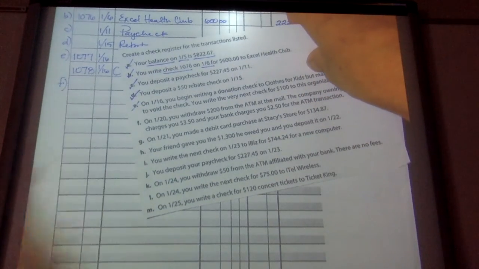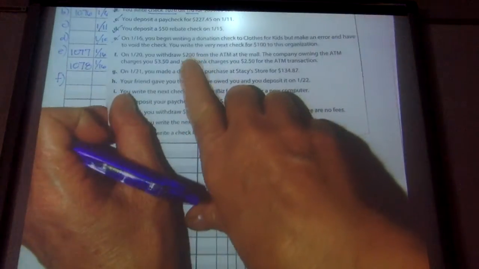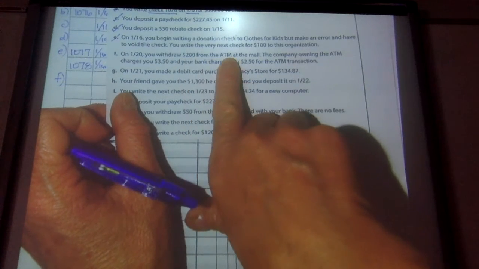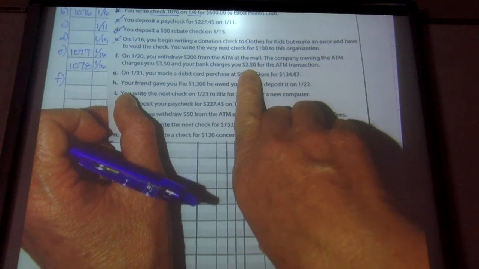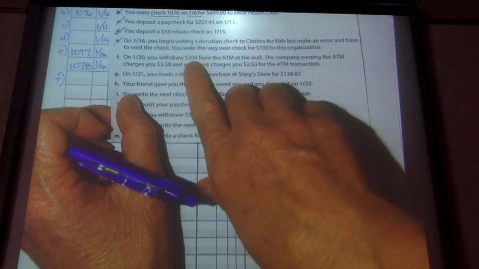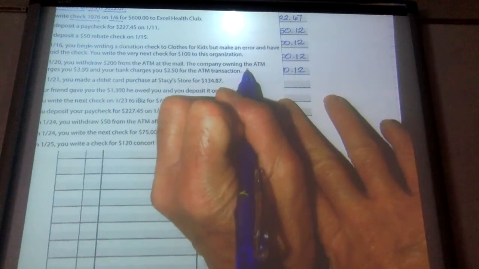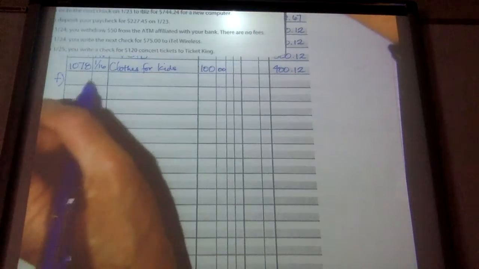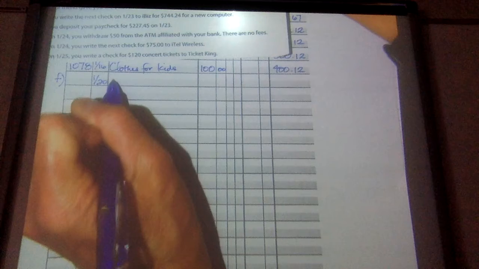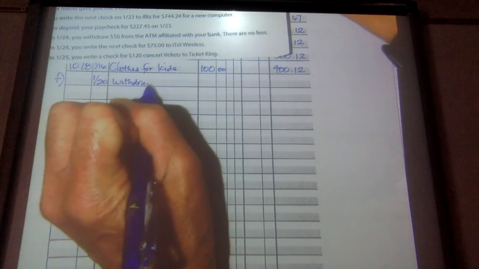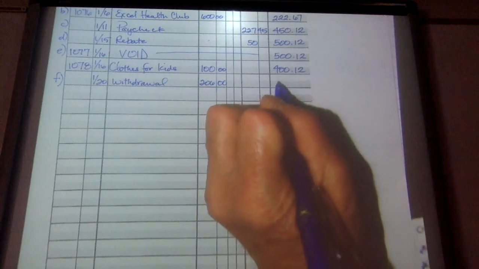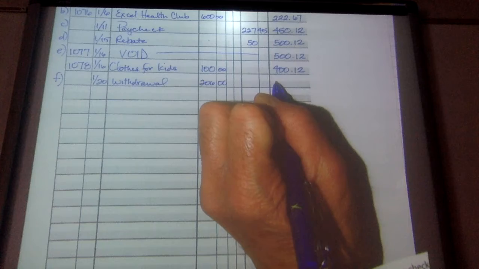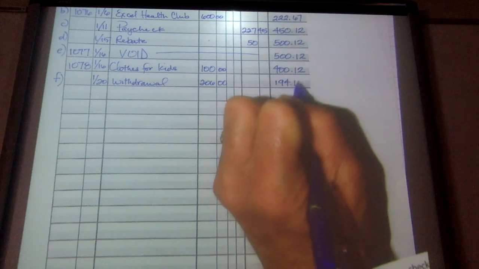Part F says that I made a withdrawal for $200 from the ATM mall. They charged me $3.50, and that's often. If you make a withdrawal from a bank that's not yours, they charge you fees. So I'm going to add all these up. 200 plus 3.50 plus 2.50 gives me $206. So that was a withdrawal. This was on January 20th. And I'm going to include all my fees. And when I subtract that from the balance, remember a withdrawal is a subtraction, I end up with only $194.12.